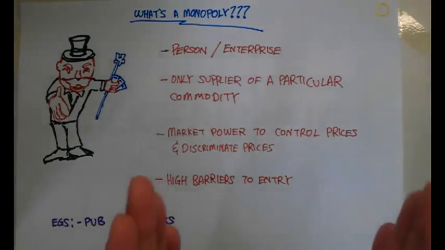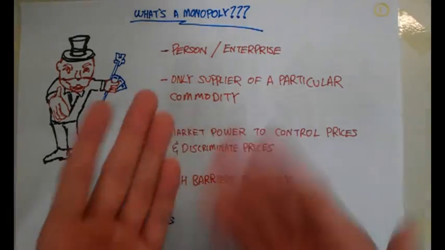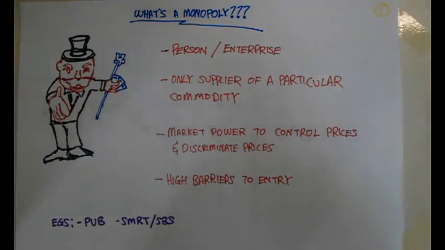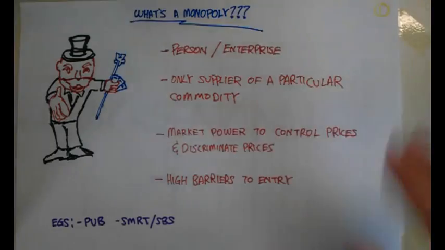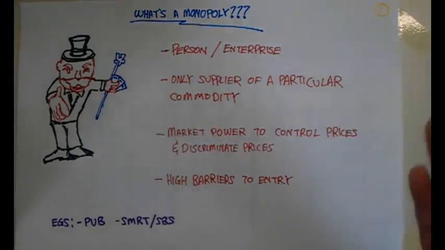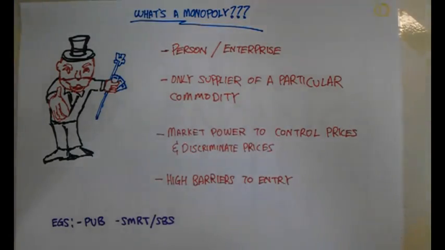Why? If you look at my second definition over here, it's the only supplier of a particular commodity. So for this commodity supplied by SMRT, for example, if you take the green line, the east-west line, it serves all the way from Jurong all the way to Pasir Ris. So this is the only commodity that we're talking about right now: a train ride from the west all the way to the east, and it's only supplied by SMRT.